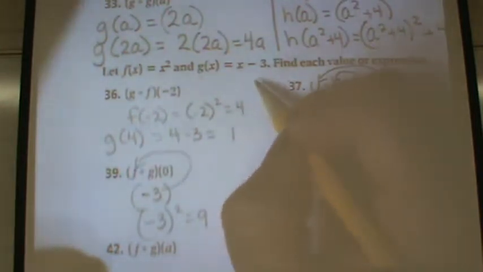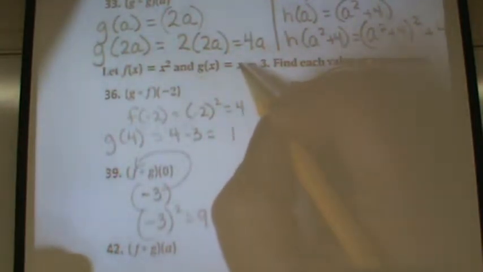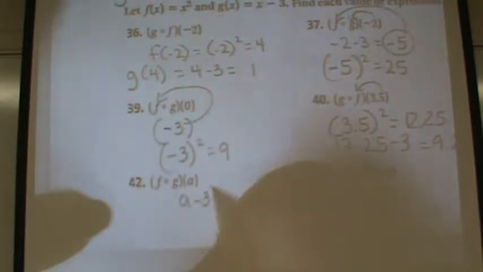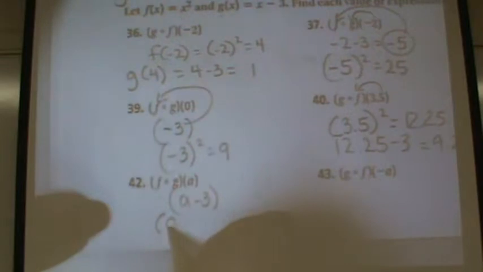And the last three on this section. If you plug a into the g function, you're going to plug an a right here, a minus 3. And then you're going to plug this into the f function. So it'd be (a minus 3) quantity squared.